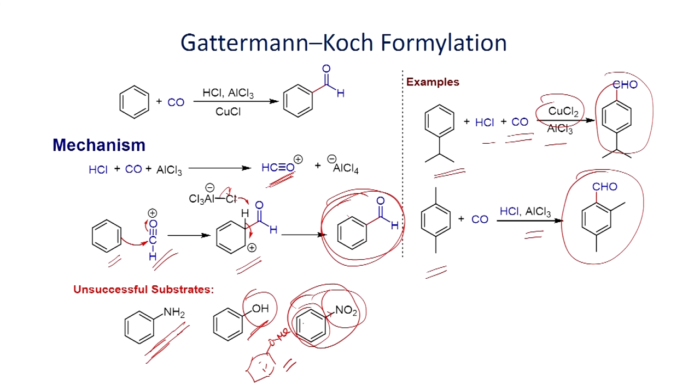In summary, as you can see here, in the Gattermann-Koch formylation, benzene can be converted into benzaldehyde using carbon monoxide in the presence of hydrochloric acid and a Lewis acid like aluminum chloride, in the presence of copper chloride, with moderate to good yields. They have some limitations. If the substrate has a functional group like amino, ether and hydroxy group, they do not work. Similarly, if you have a strong electron withdrawing group like nitro group, the reaction also is not effective. However, you can carry out the reaction with alkylbenzenes. They can readily undergo formylation to give the corresponding aldehyde as the product.